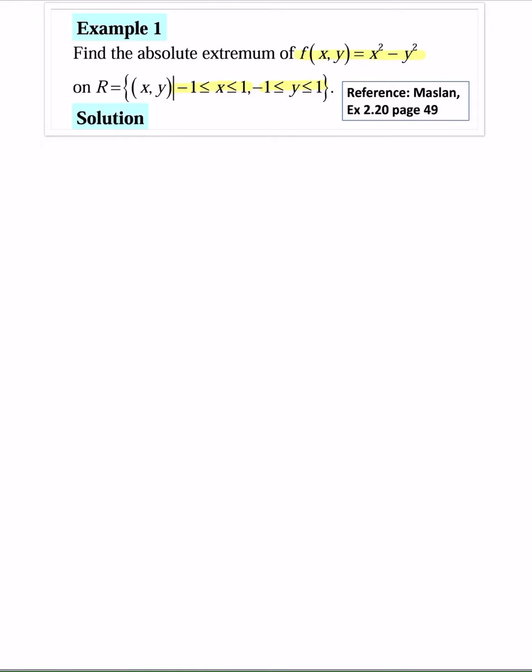Our first step is to find fx and fy. We know that f(x,y) is equal to x squared minus y squared. Therefore, our fx is equal to 2x and our fy is minus 2y.